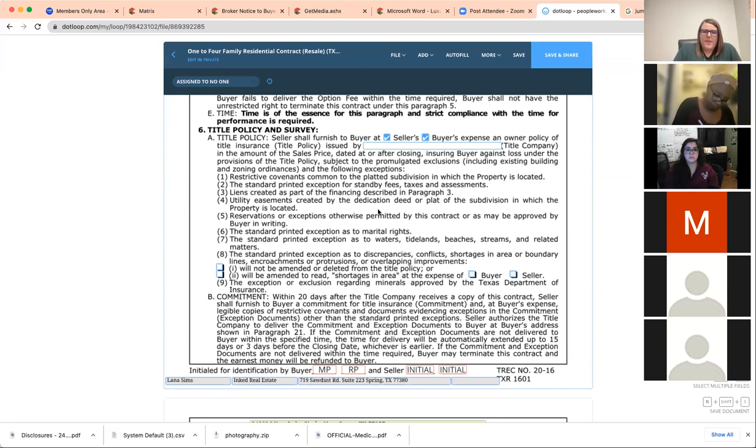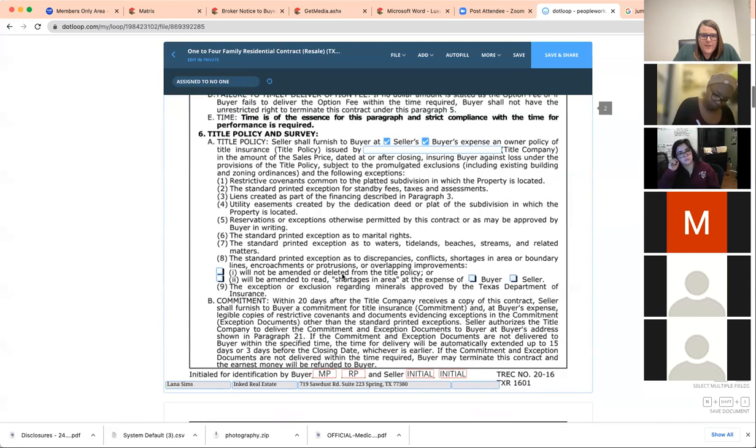Now, this is one of the most confusing sections on the contract. This is newer. It says the standard printed exception as to discrepancies, conflicts, shortages in area or boundary lines, encroachments or protrusions, or overlapping improvements will not be amended or deleted from the title policy, or will be amended to read shortages in area at the expense of buyer or seller.